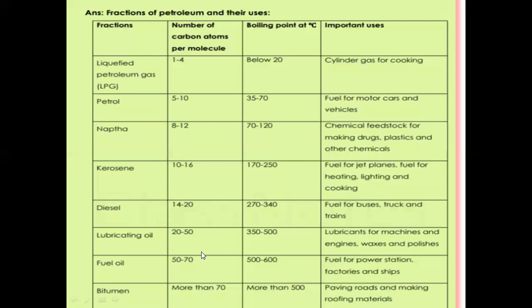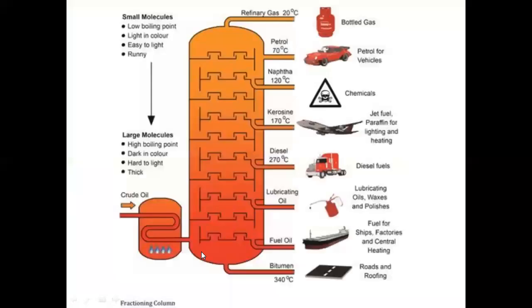The black compound which we use for making roads and the roofs of our houses is made up of bitumen, which contains more than 70 carbon atoms. So these are the fractions of petroleum and their importance. The first one is the refinery gases, also called LPG, liquefied petroleum gases. They are used in bottles for cooking purposes.